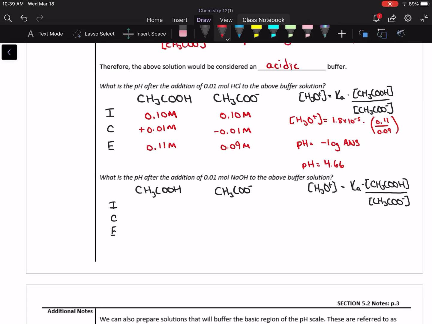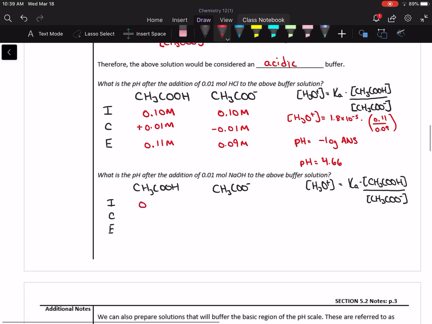So now let's look at what would happen if I were to have added sodium hydroxide to the buffer solution above. So again, I'm going to be starting with equal concentrations of acetic acid and acetate ion. And so what's really important with these buffer calculations is just that ratio between the weak acid and its conjugate base.